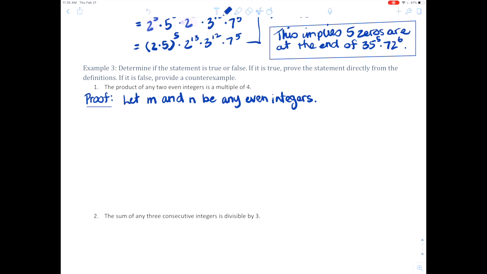Well, what's even mean in math? Good. You can double some integer and you get that even integer. So there has to exist some other 2 integers, call them k and j, such that m is 2k and n is 2j. That's by definition of even, right?